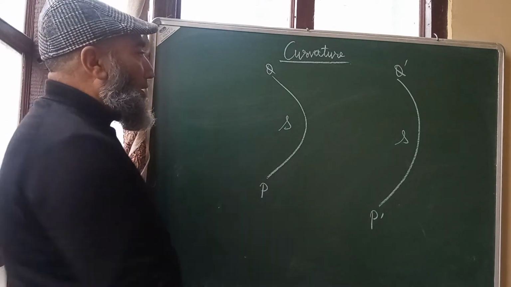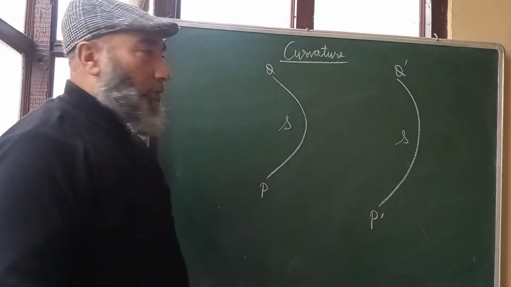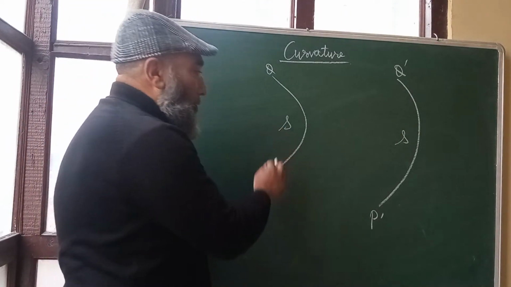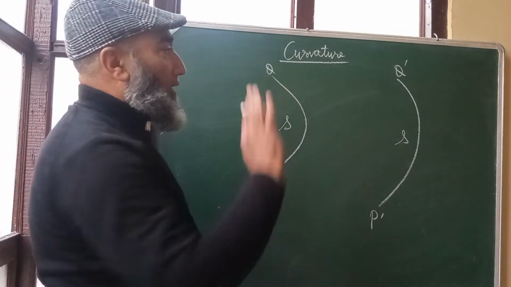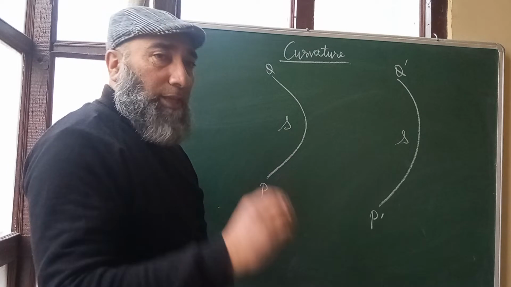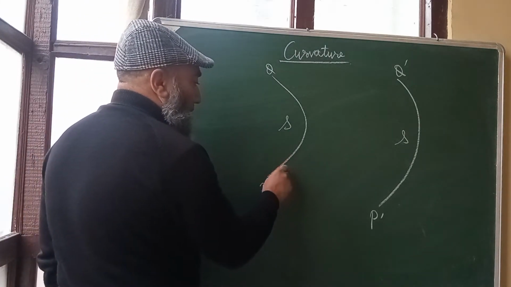One can observe that this curve bends more sharply than this curve, and we say this curve has more curvature than this curve. This is obvious, one can see it. But how to say it mathematically? Let me tell you how to say it mathematically.